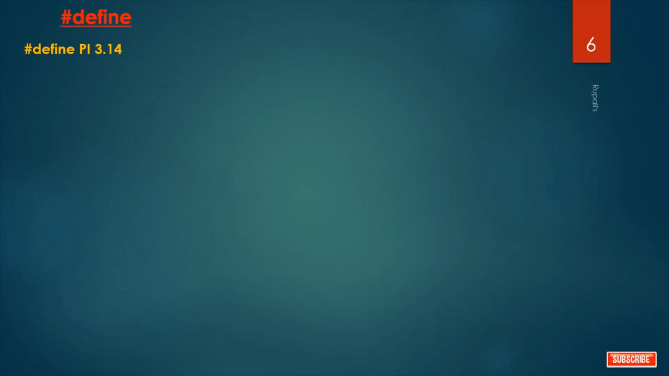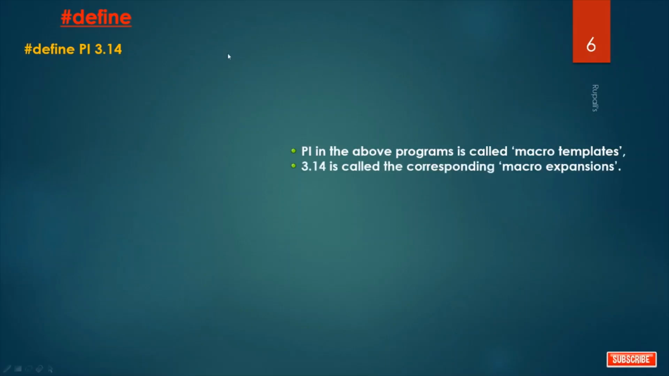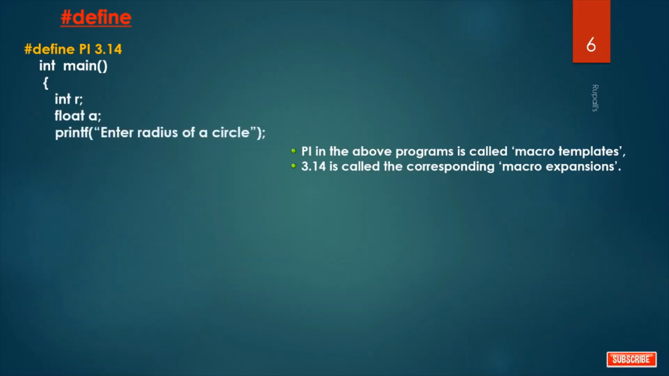Take one example. Hash define PI 3.14 means what? PI in this program is called the macro template, and this 3.14 is called the corresponding macro expansion. So I want to calculate the area of a circle. I declare one integer variable r and one float variable a, and take the radius from the user. The user gives the value and it is stored in r. Now area equals pi r square. So a equals PI r square.